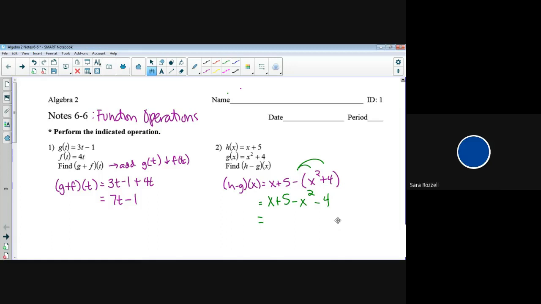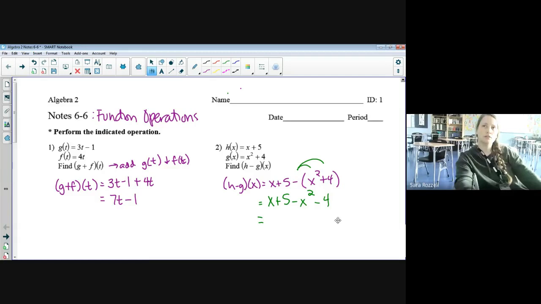Y'all good with that so far? Give me a nod if you are. Good. All right. And then we write it in standard form where we go from highest power to lowest power, combining like terms in the process. So my highest term is negative x squared plus x. Then 5 and negative 4 make a positive 1. If I write them out with a minus in between and parentheses around the second function, distribute, then combine like terms.